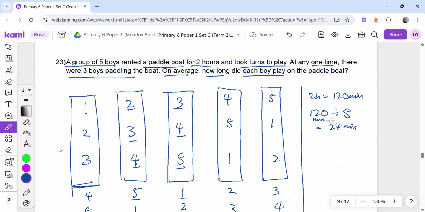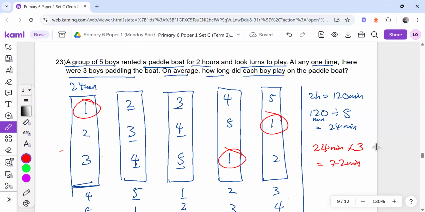Okay? So if one game is 24 minutes, then everybody play how many games? Then you look at maybe the first player. First player, first player, and first player. So the first player played 3 games. So how long did he play? 24 minutes times 3 games. So he must have played for 72 minutes.